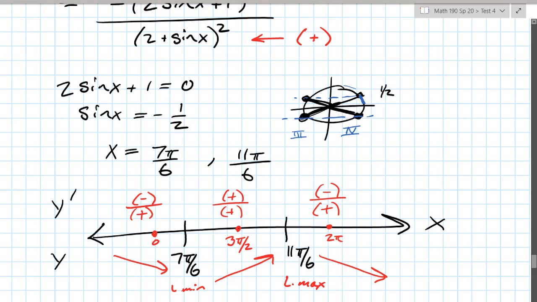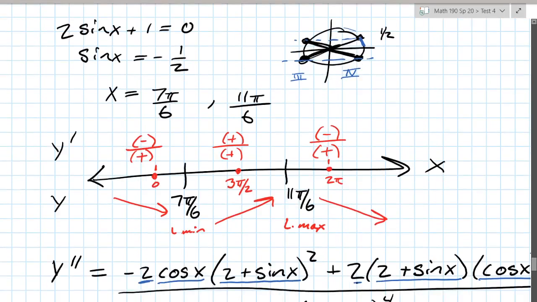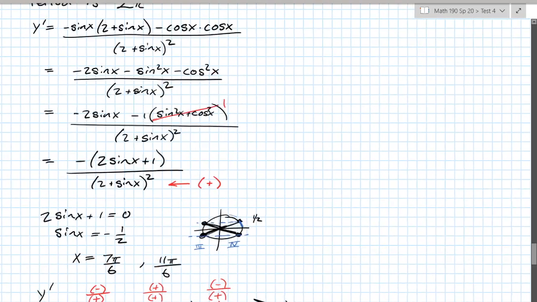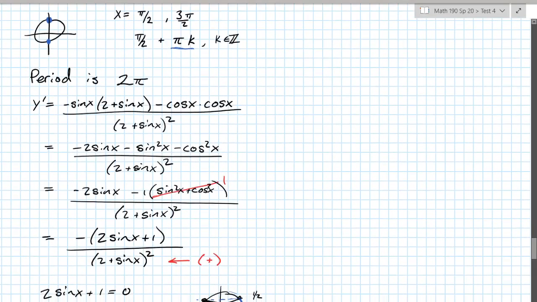Notice at 0 and at 2 pi, those have the same sign. That's not surprising, since we noted earlier that this function was periodic with period 2 pi. So we end up with a local max and a local min, or a local min and a local max. Now we're going to take the second derivative, and we can use any of these first derivative lines to do so, but the most convenient one to use would be the final one.